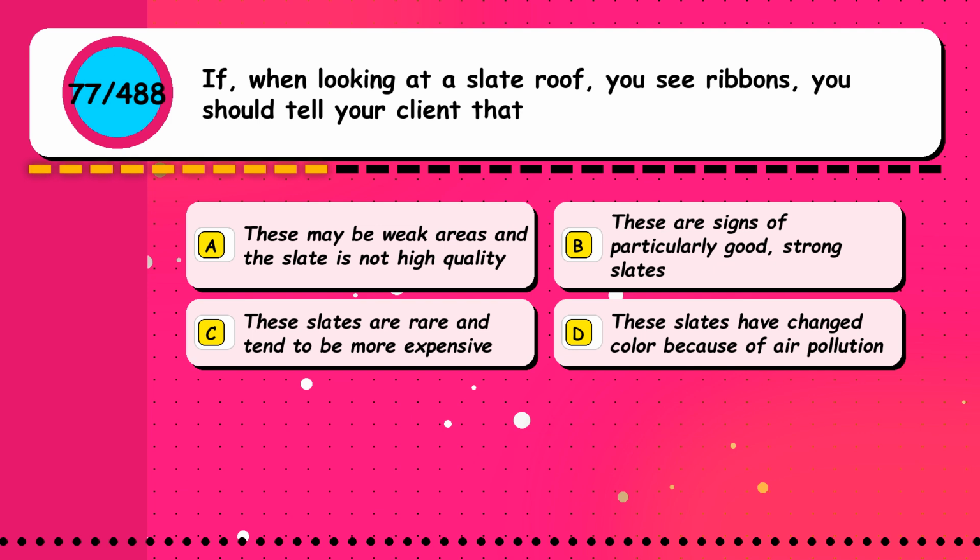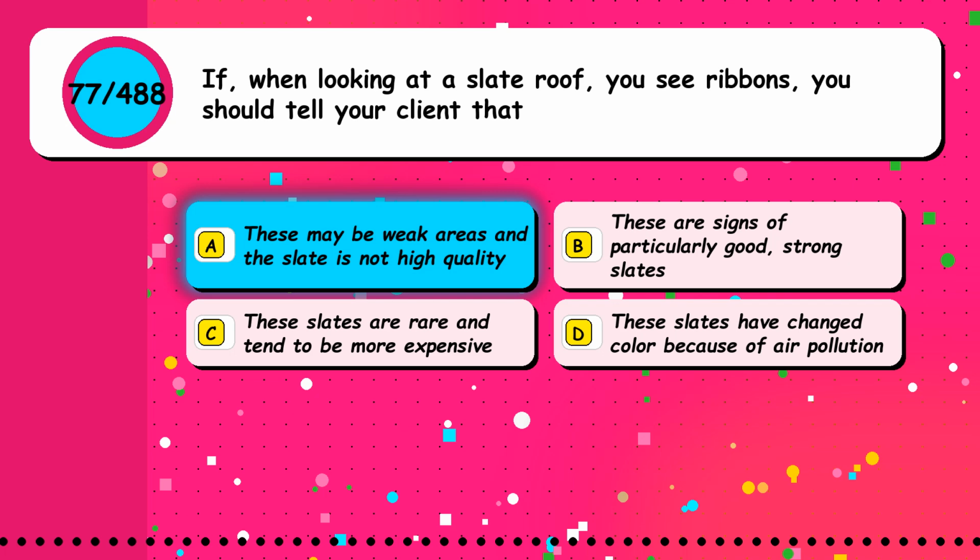These may be weak areas and the slate is not high quality. Option B. These are signs of particularly good, strong slates. Option C. These slates are rare and tend to be more expensive. Option D. These slates have changed color because of air pollution.